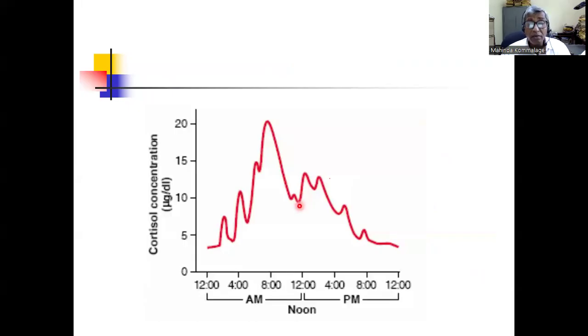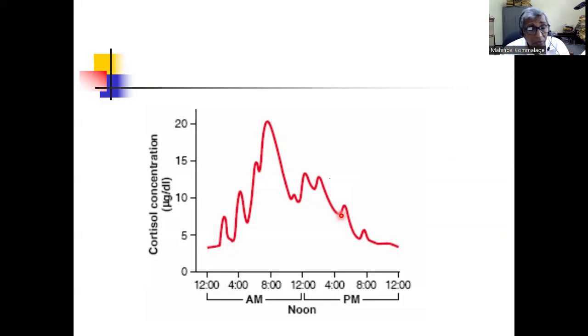Cortisol level will fluctuate during the day, and here you can see the timing. This is basically midnight to noon, then again noon to midnight. You can see the high level we can expect at around 8, 9, 10. That means in the morning we can get the high cortisol level and then it reduces. This type of variation within the day we call diurnal variation. So within the day, cortisol level fluctuates highly.